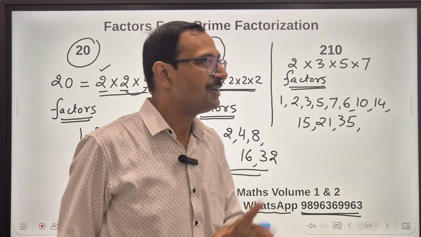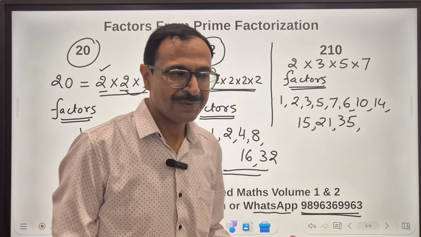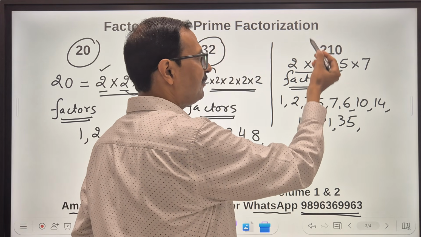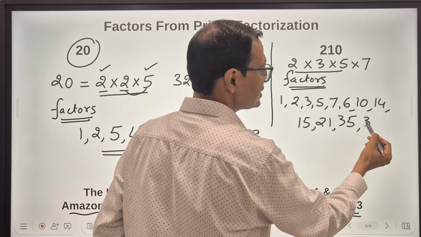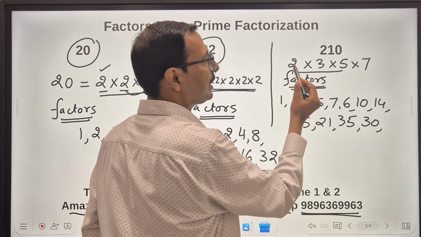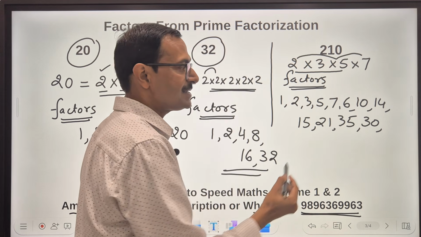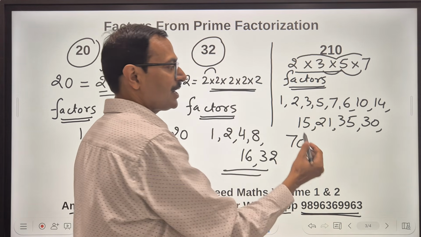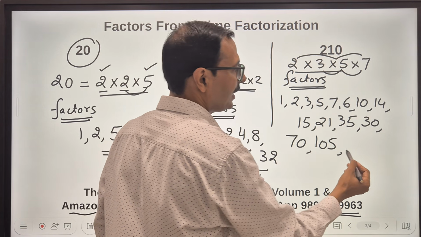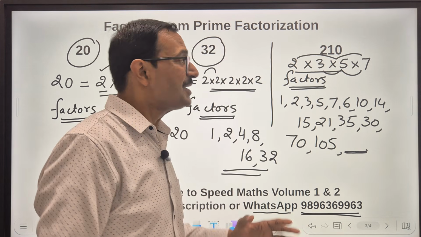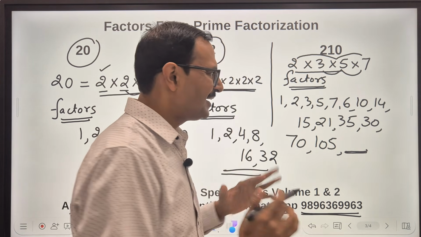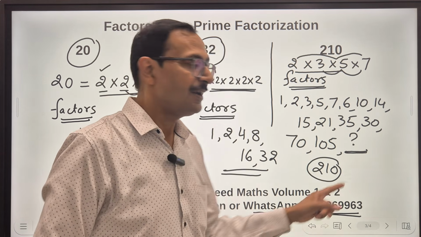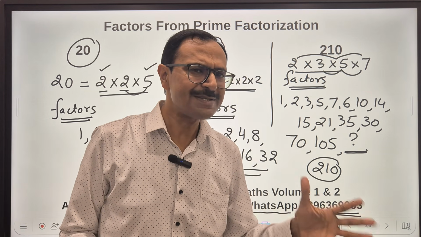Where are those 4? We have to make triples. Now triples means, like if I take the 3 here, 5 3s are 15, 15 2s are 30. So 30 is another one. Likewise, I can make a triple using 2, 5 and 7, which is 70. I can make a triple using 3, 5 and 7, which is 105. And now only one factor is left. I did not make one triple, and I will leave that for you as a DIY. 210 obviously is the last factor. You have to tell me which factor did I miss out.